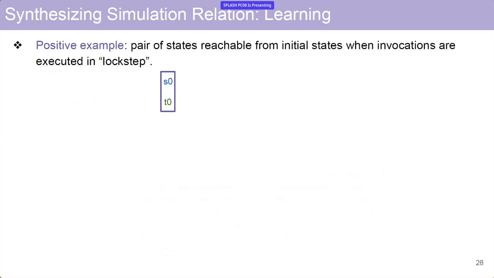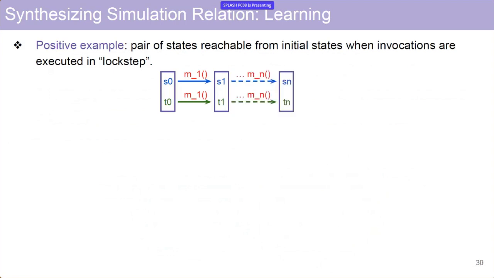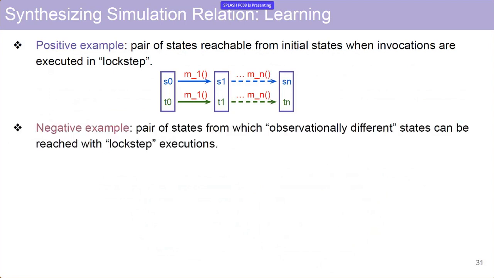So how do we extract those positive examples? Here, a positive example is a pair of states that are reachable from the initial states when invocations are executed in lockstep. So assume that we take the initial states S0 and T0. We take a lockstep execution of both contracts, and we continue the process until we get a sufficient set of positive examples. Negative examples are pairs of states from which observationally different states can be reached with lockstep execution.